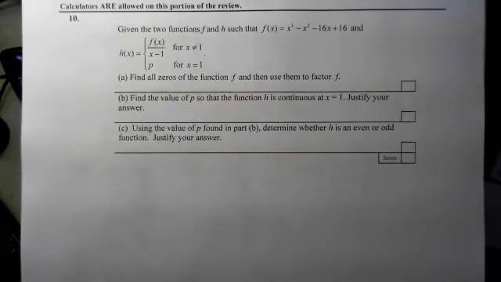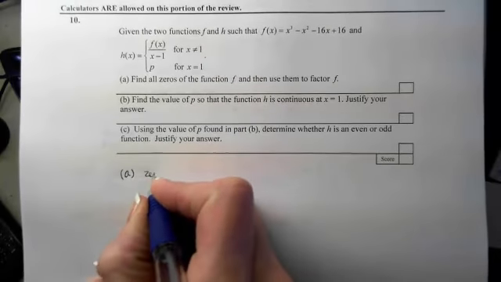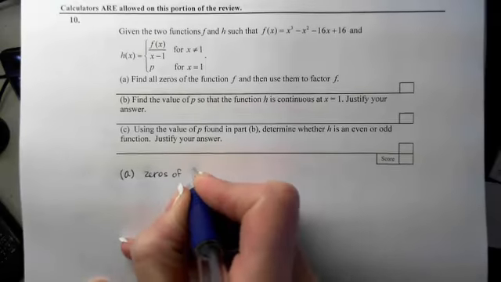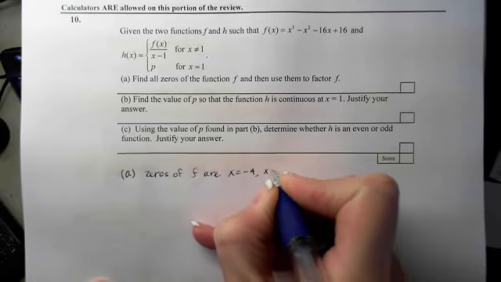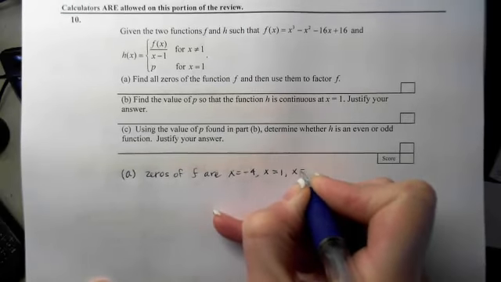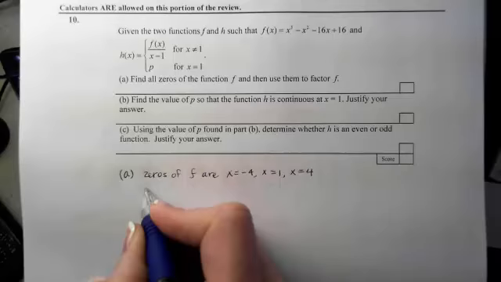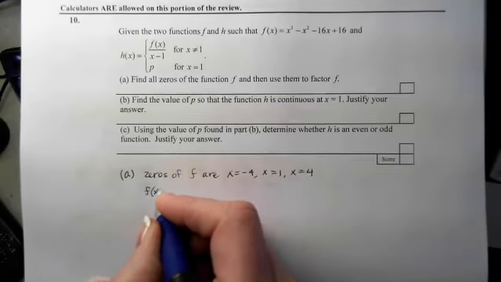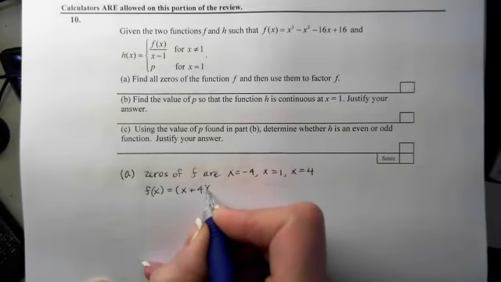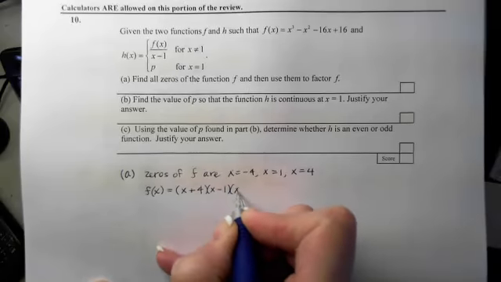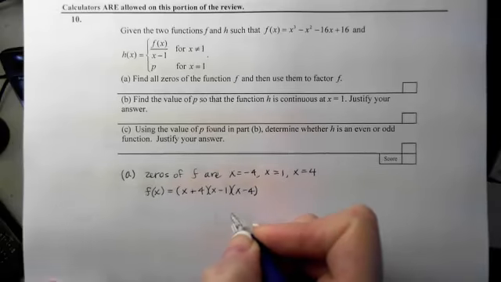If we look at part A, we want to find all the zeros of the function. We did that on our calculators and we found that the zeros of f are x equals -4, x equals 1, and x equals +4. Now notice we've got the second piece of this, which is we need to use them to factor. So the factoring would give us f of x equals x minus each of those zeros. So we'd have an x plus 4, an x minus 1, and an x minus 4. This would get you your full points for part A.